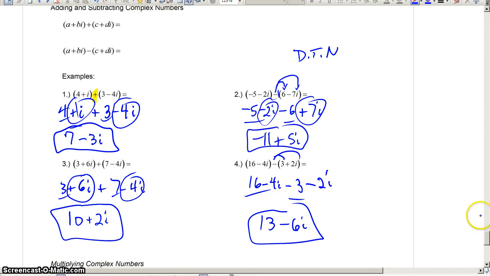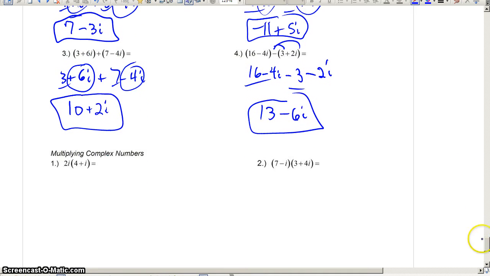Moving on to the last part of the lesson, multiplication. Remember that i squared is equal to negative 1. That was one of the main ideas of today's lesson. i squared is negative 1. We're definitely going to need that. Here is why. We distribute. This is now multiplying. 2i times 4 is an 8i.